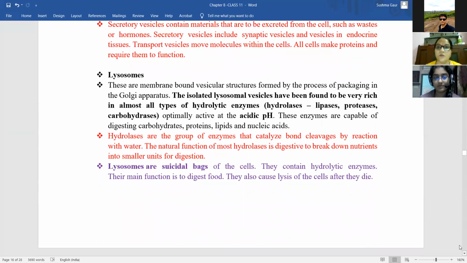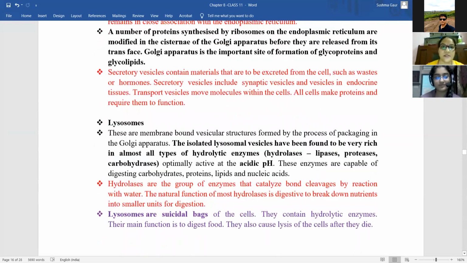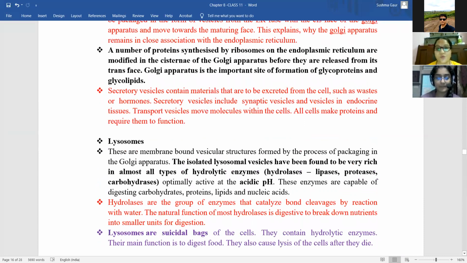Now what is the difference between the secretory vesicles and the transport vesicles? Secretory vesicles consist of materials that are to be excreted out from the cells, such as waste, hormones, or any other material. Secretory vesicles include synaptic vesicles and vesicles in endocrine tissues. That means the synaptic vesicles related to the nervous system or neurons, and the vesicles of endocrine tissues. We know that there are two glands, exocrine and endocrine. They are responsible for secreting hormones. One is ductless and one has ducts.